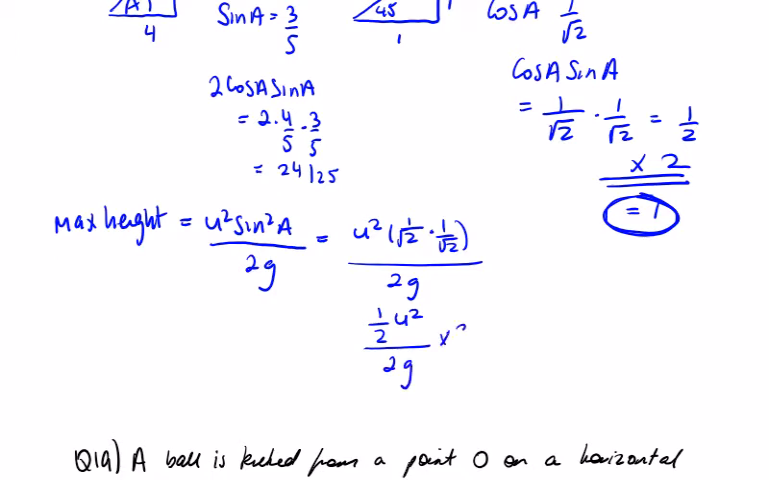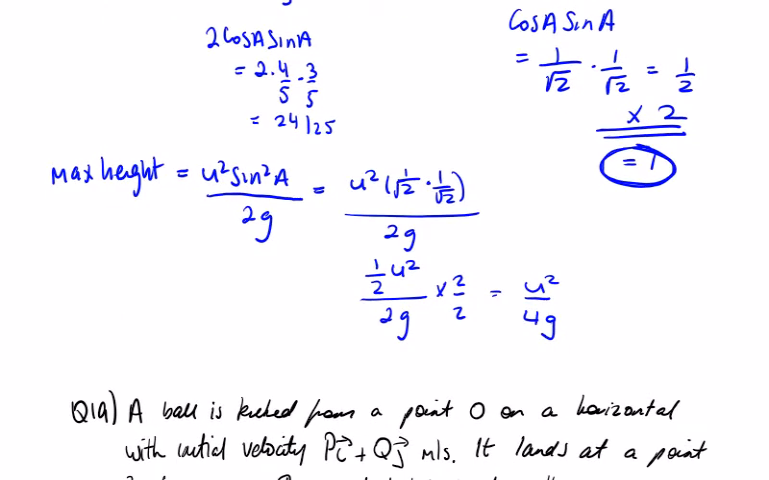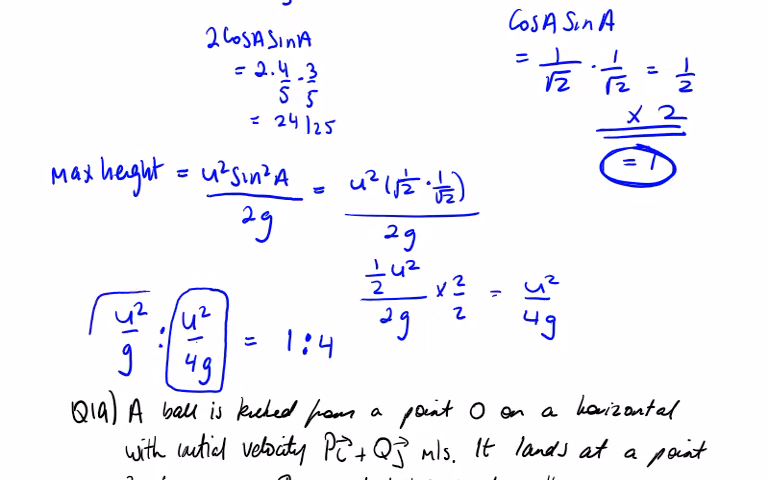And to simplify it, if I multiply top and bottom by 2 over 2, which is just multiplying it by 1, it won't change its value. That will be equal to u squared over 4g. So my ratio, u squared over g to u squared over 4g, is equal to 1 to 4. The opposite way around to what I've written it here. The 1 is obviously, that's a quarter of that one. So the height gives me my 1, and the range is my 4.